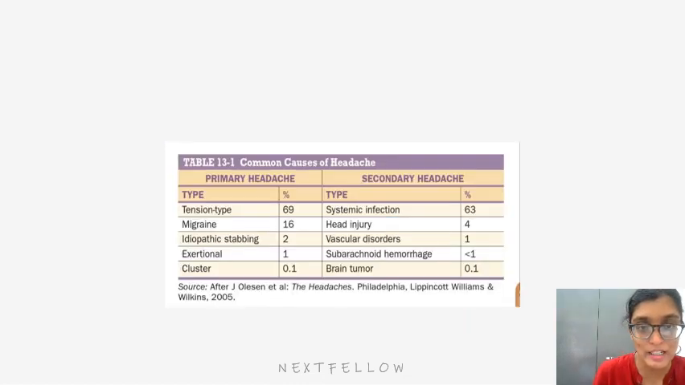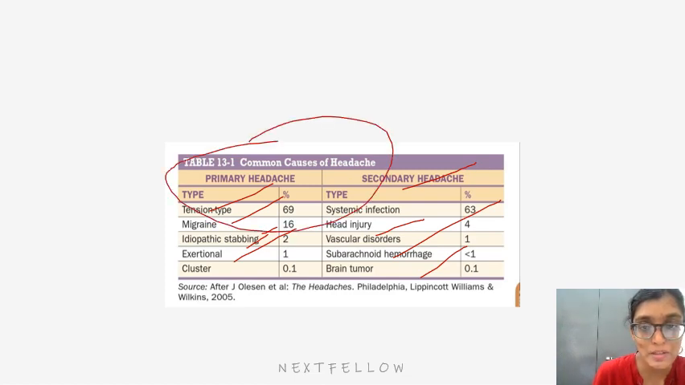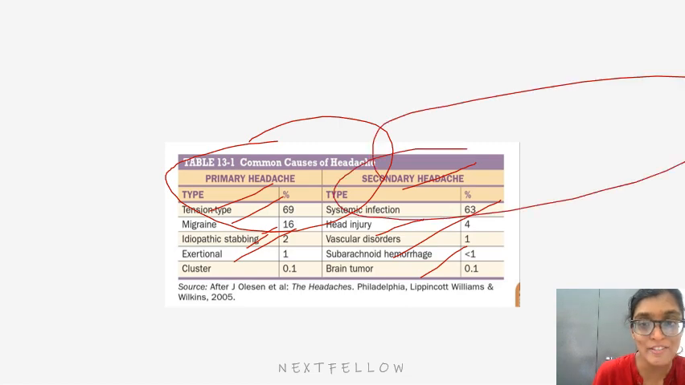This is a chart enumerating the common causes of headache. There is tension-type headache, migraine, idiopathic stabbing, exertional or cluster headache, systemic infection, head injury, vascular disorders, subarachnoid hemorrhage, and brain tumor. The most common of all these primary headaches is the tension-type headache, and the most common among the secondary type of headache is systemic infection.